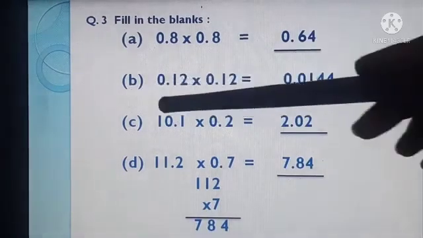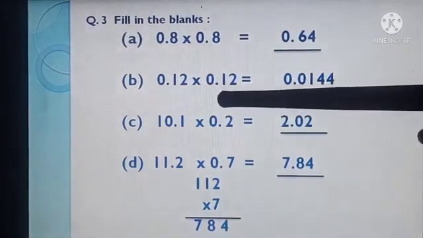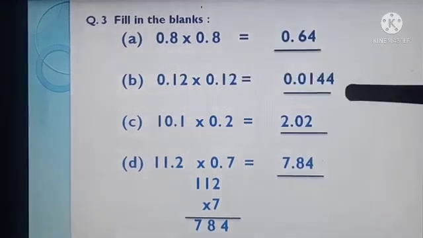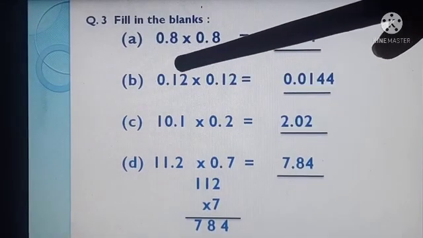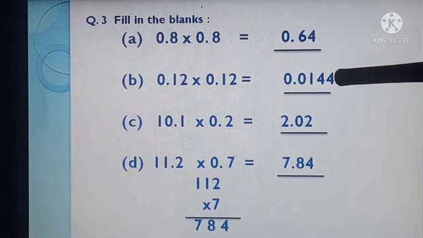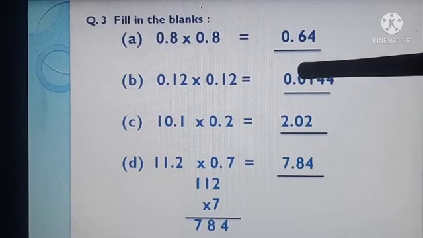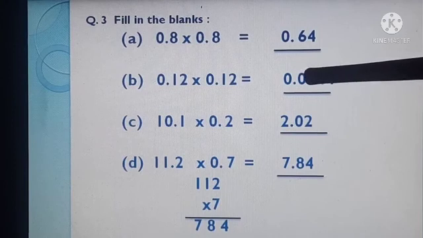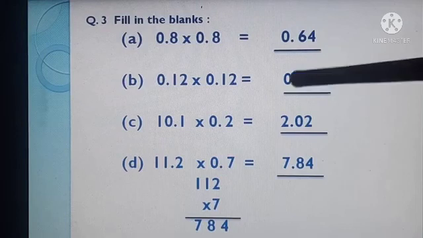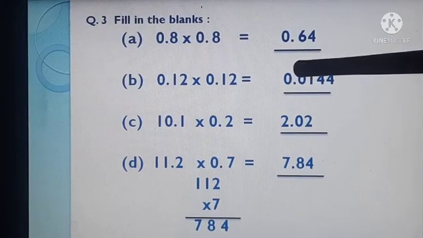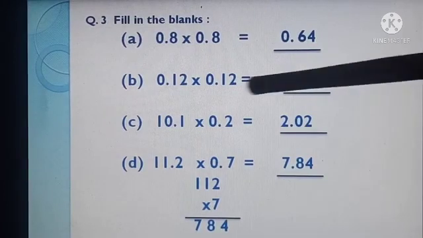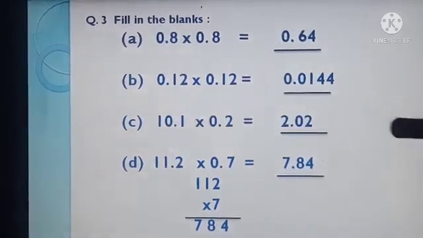Right? B part, 0.12 multiplied by 0.12. Now 12 12s are 144. After the decimal 1, 2, 3 and 4 digits are there. So start counting in your product from the last place. 1, 2, 3, 144. Now we don't have any other digit, so we will put zeros. So 1, 2, 3, 4 and then the decimal. So our answer has become 0.0144. Understood?